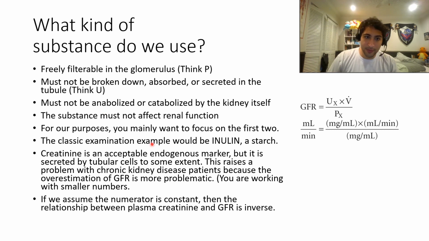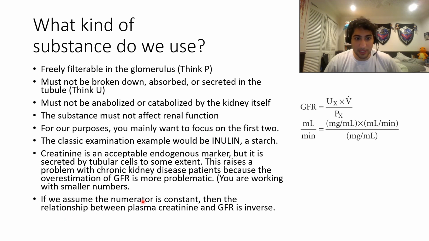So what are we going to use? We're going to focus on the first two criteria. Is it freely filterable? Is it not metabolically active? The most accepted one is creatinine, even though it's secreted by tubular cells. All right, so that's not a problem for the average human being, but then once you're working in the context of chronic kidney disease, you have much smaller numbers, right? When you have a really big number, a small amount of error from the tubular cells metabolizing and secreting the creatinine isn't a big deal. But when your clearance is going to be really low to begin with, that error becomes a little more problematic. Initially, inulin, which was a type of starch, was used.